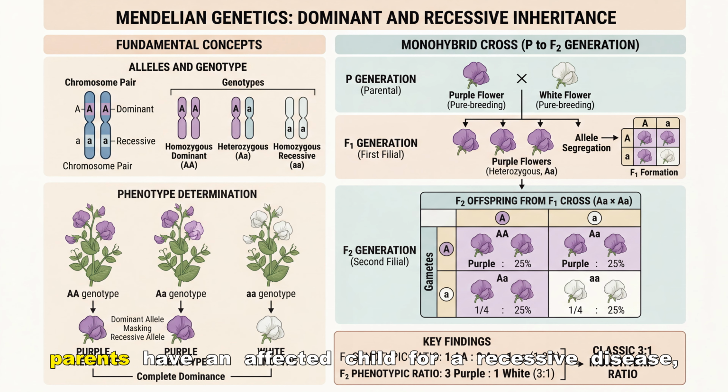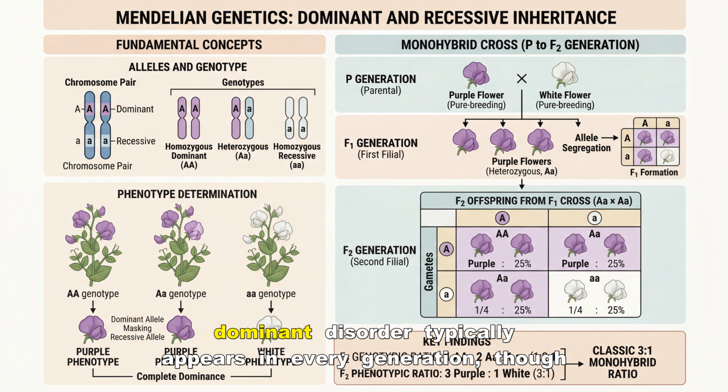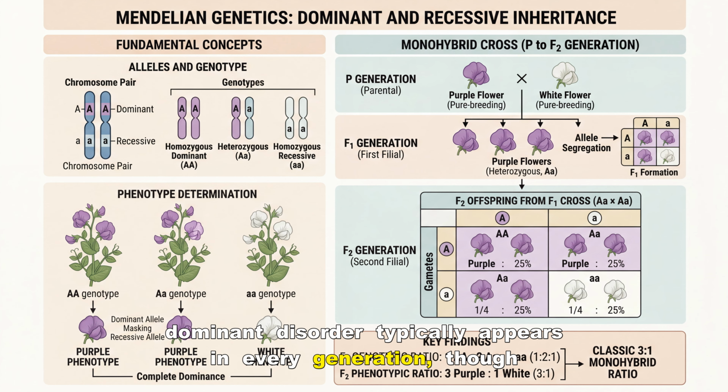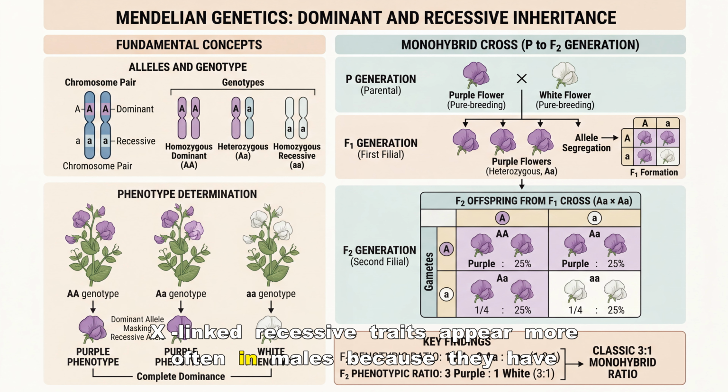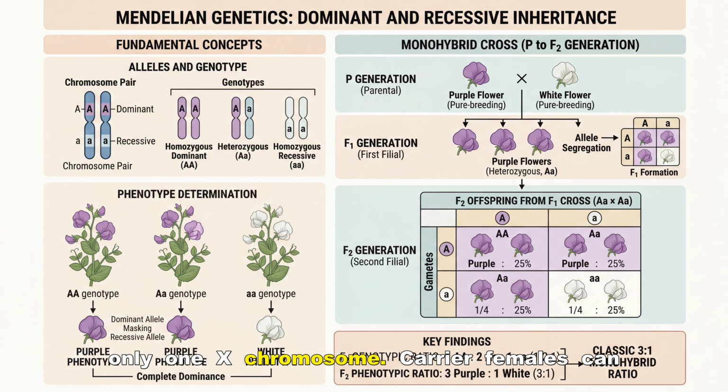If two unaffected parents have an affected child for a recessive disease, both parents must be carriers. Conversely, a dominant disorder typically appears in every generation, though incomplete penetrance can complicate this. Be ready to distinguish autosomal versus X-linked patterns. X-linked recessive traits appear more often in males because they have only one X chromosome. Carrier females can pass the trait to sons. For autosomal dominant traits, expect vertical transmission affecting both sexes equally.